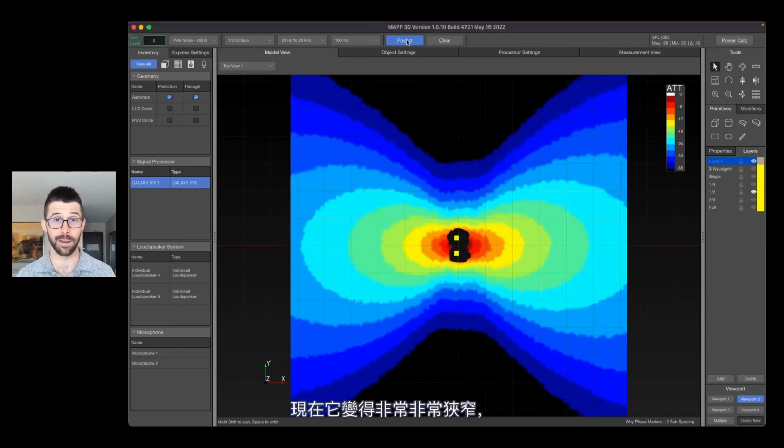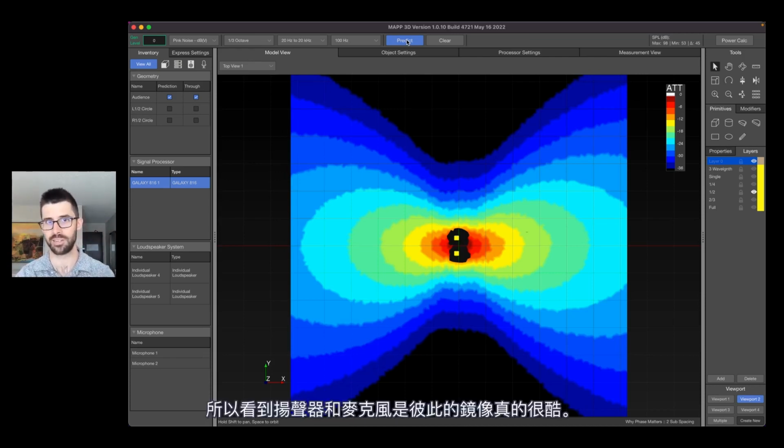And now it's very, very narrow. We've kind of squished this down into a figure 8 pattern. This is really similar if you think about an omnidirectional microphone, a cardioid microphone, and then a figure 8. So at one end is omnidirectional, at the other end is figure 8, and then we have a blend of cardioid in the middle. So it's cool to see how speakers and microphones are mirror images of each other.